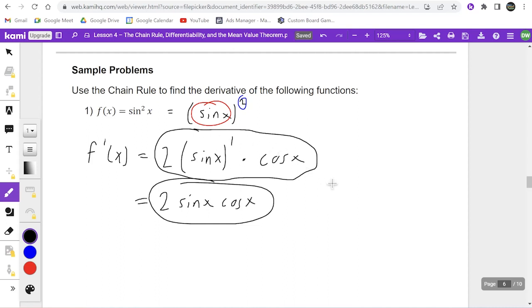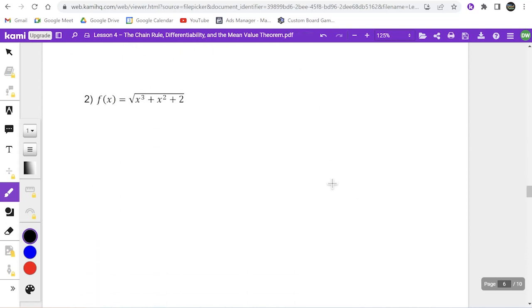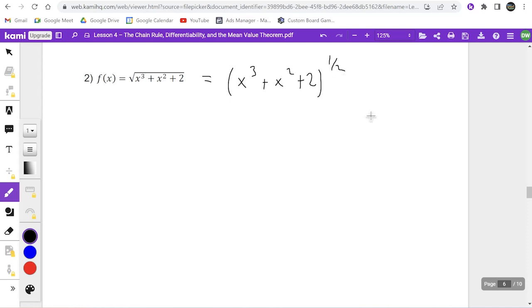Any questions there? Okay, good. The next one is harder. We have f of x equals the square root of x cubed plus x squared plus 2. Okay, I'm going to give you a tip for this first one. The tip being, first rewrite this as x cubed plus x squared plus 2 to the 1/2 power.